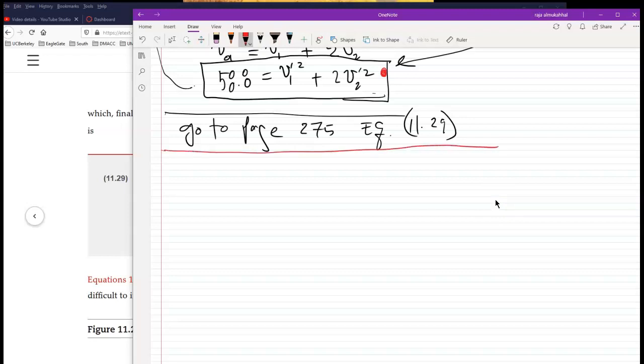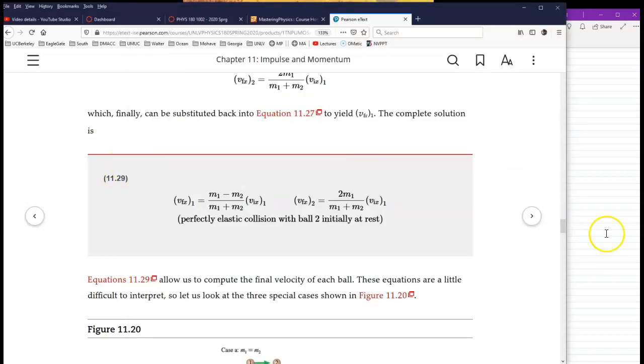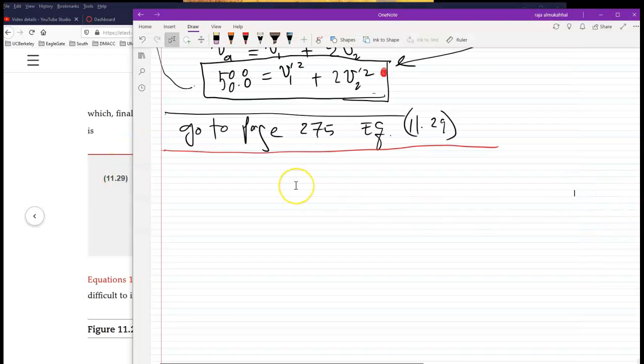So they have said, you know what? I'm going to write them down since it's kind of hard to swap between the two pages. I'm just going to write it because I memorized them. So basically, V prime 1 is equal to (M1 minus M2) over (M1 plus M2) times V naught 1.